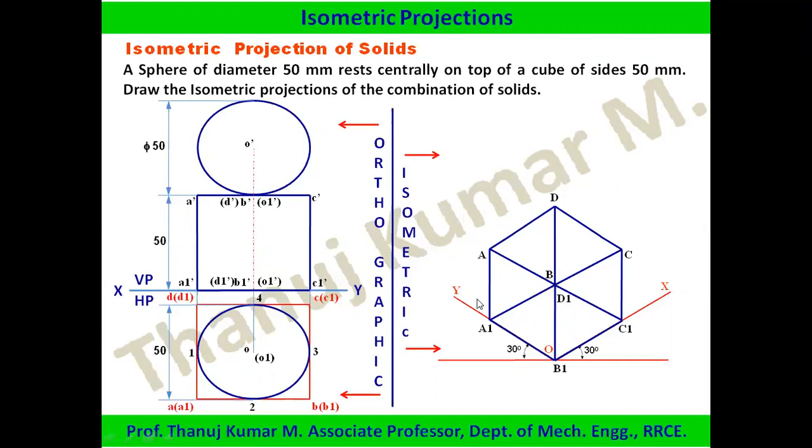Now the top portion, or the entire cube, is drawn. On top of it, I have to draw the circle. This is the front view of the isometric orthogonal projection of the combination of solids. Here in the isometric, we need to draw it. How do you draw it?